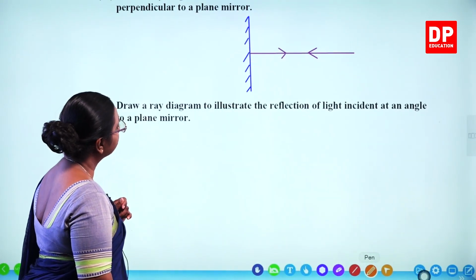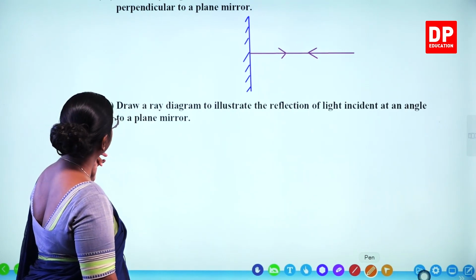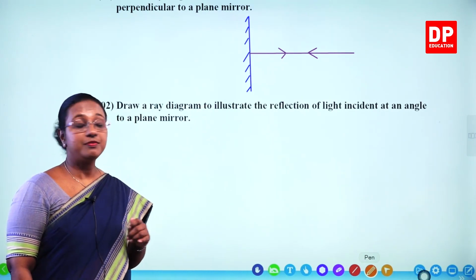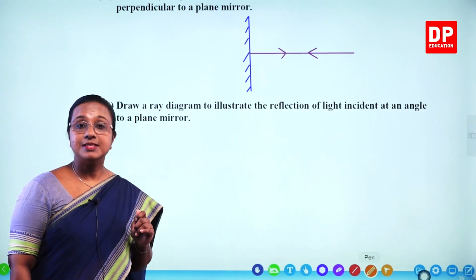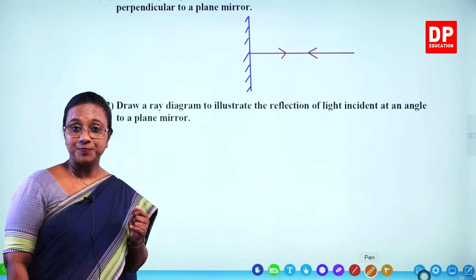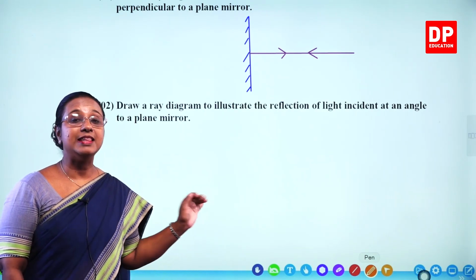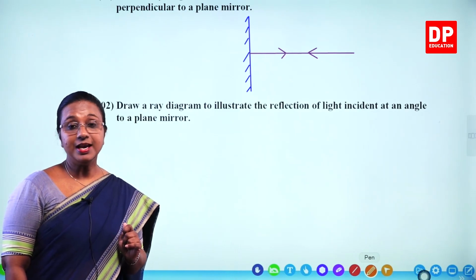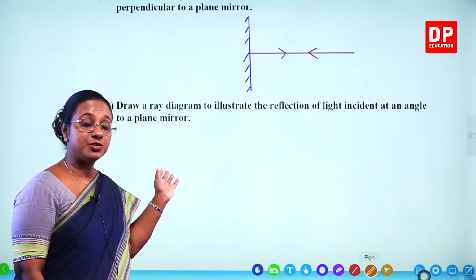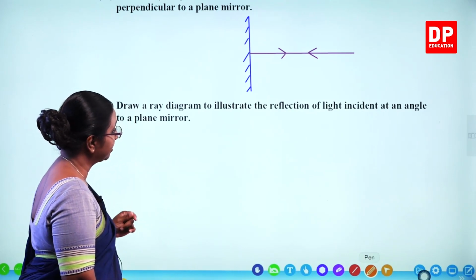Draw a ray diagram to illustrate the reflection of light incident at an angle to a plane mirror. So that was the first type of ray. Now we have to draw the second type. I am sure you can do it before me. So you can stop the video, you can draw the ray diagram and then look at it with my answer. Now I will do the ray diagram. I will draw the ray that is incident at an angle to the plane mirror.